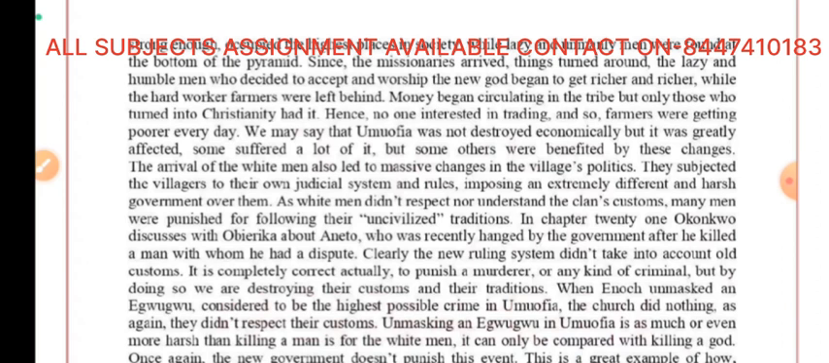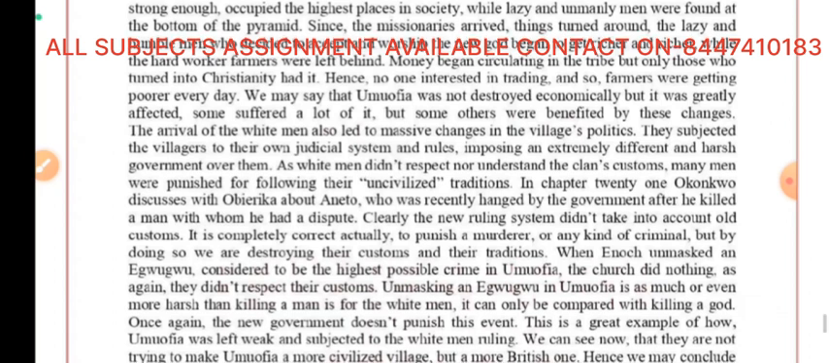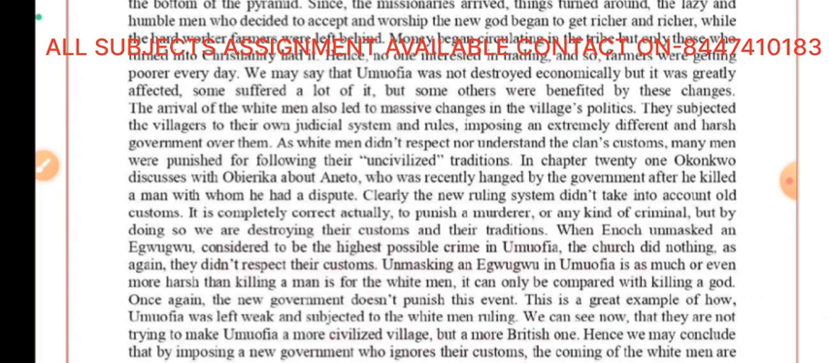Since the missionaries arrived, things turned around. The lazy and humble men who decided to accept and worship the new god began to get richer and richer, while the hard-working farmers were left behind. Money began circulating in the tribe, but only those who turned to Christianity had it. Hence, no one was interested in trading, and so farmers were getting poorer every day. We may say that Umuofia was not destroyed economically, but it was greatly affected. Some suffered a lot, but some others benefited from these changes.